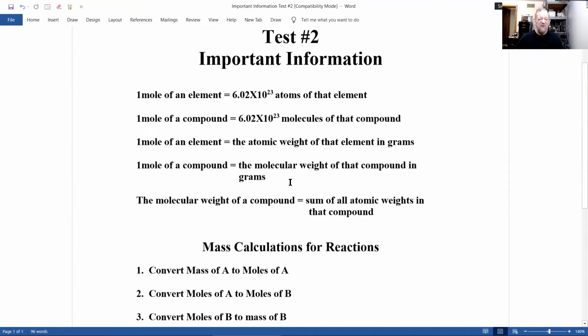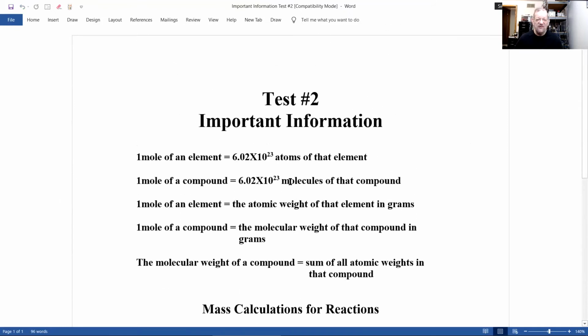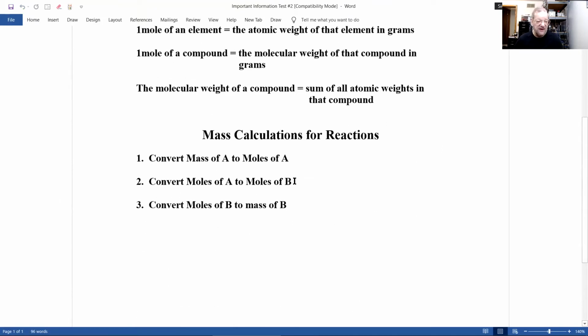We look at important information, test number 2. This you'll be given. And we have right here mass calculations for reactions, and mass means grams, weight. And there are 3 steps. First step, convert mass of A, whatever you're given, to moles of A. Next step, convert moles of A to moles of B. And the final 3rd step, convert moles of B to mass of B.